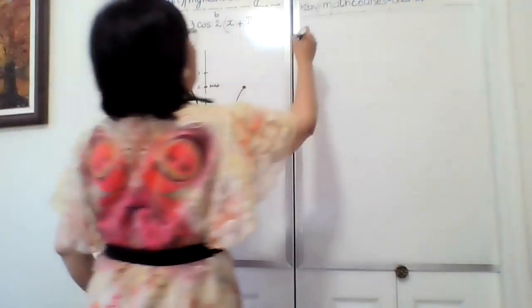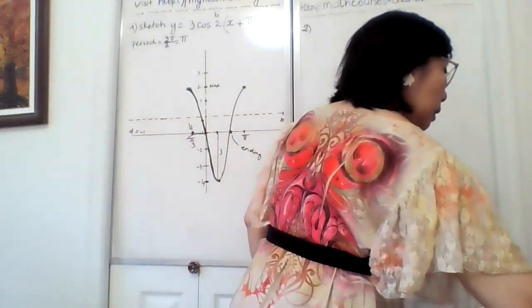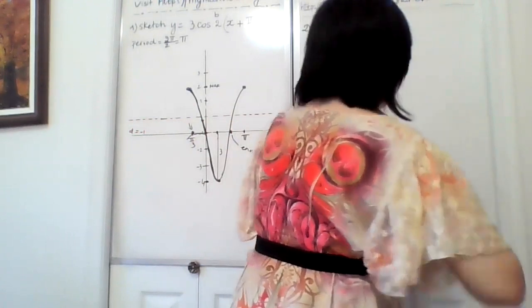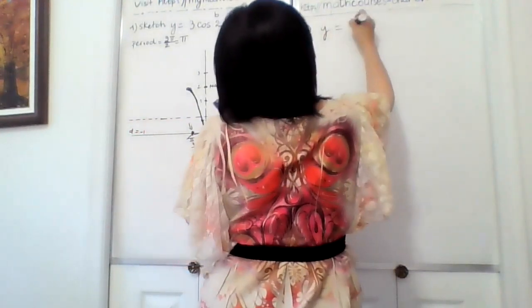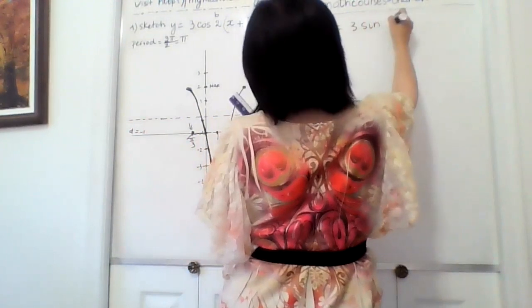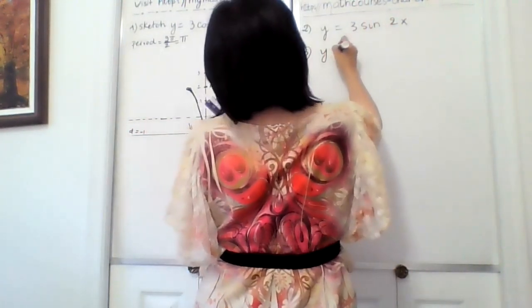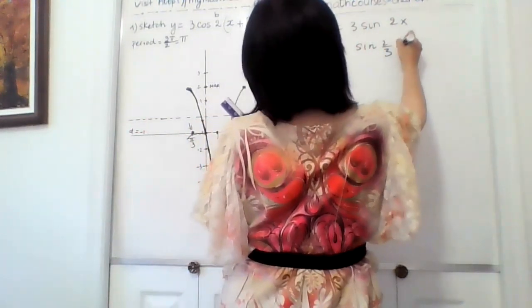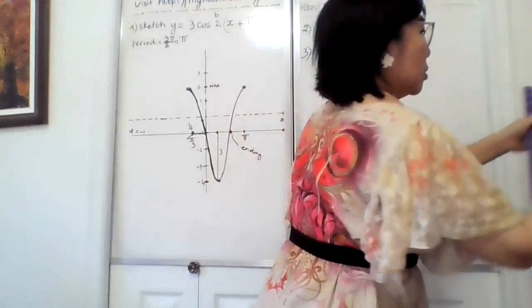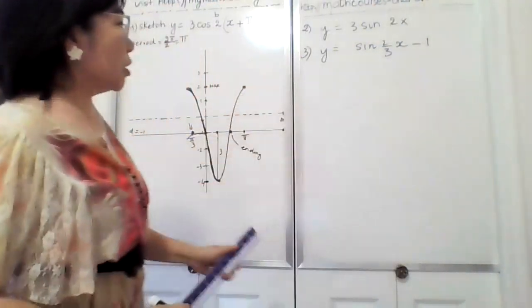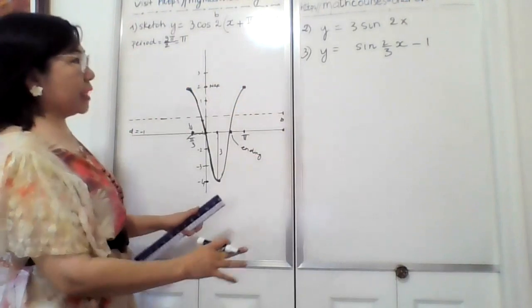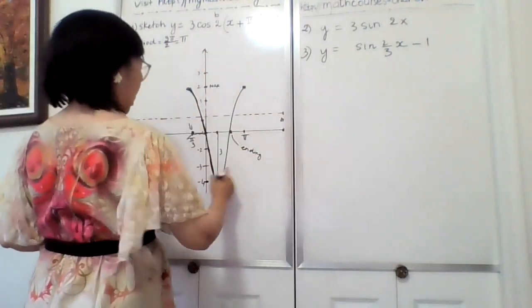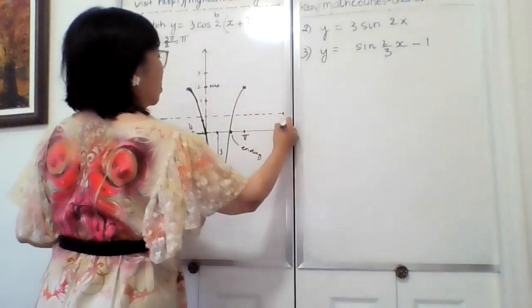Now let's do the second sketch. When I ask you to sketch y equals 3 sine 2x, and number 3 will be y equals sine of 2 over 3 x minus 1. So let's get these two functions on the same scale. Okay? They're on the same scale.